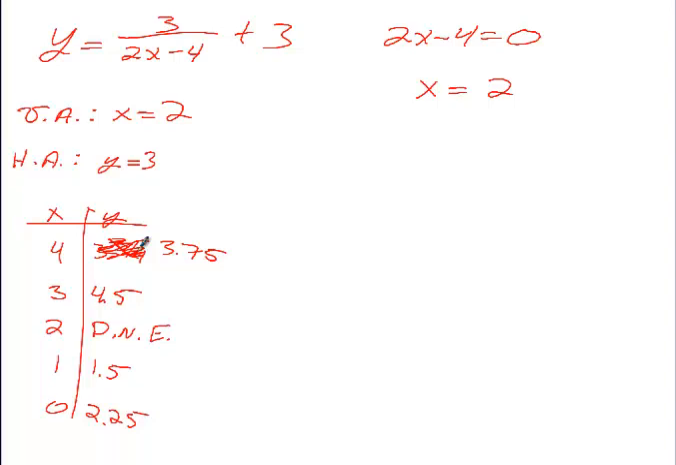Either way, you need to see me or ask a neighbor and get it figured out. Okay? But if you mess up on the first step here with the vertical asymptote and the horizontal asymptote, the chart will be wrong, and then your entire graph is going to be wrong.